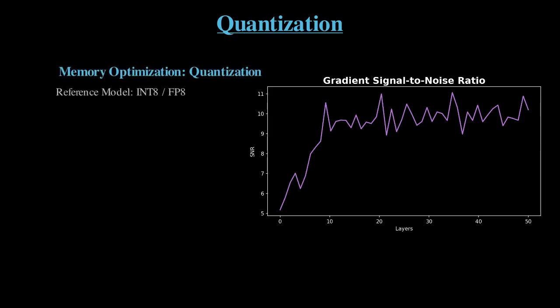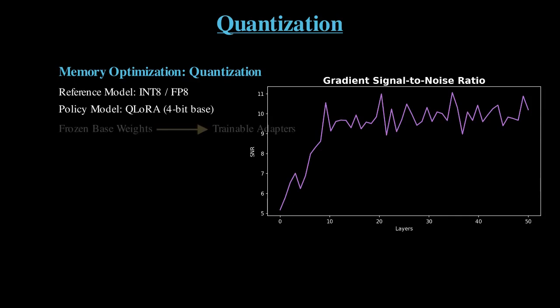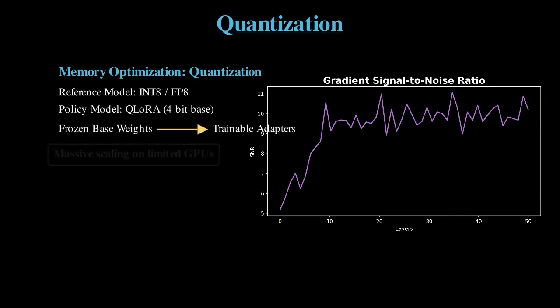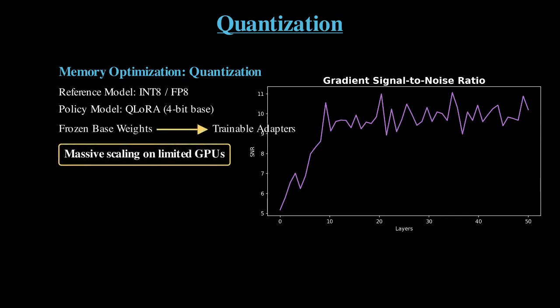DeepSeek pipelines often employ mixed precision and quantization. We can load the frozen reference model in 8-bit integer or FP8 formats without degrading the KL penalty signal. This shaves off another 7 gigabytes of VRAM. For the policy model, methods like QLoRA allow us to keep the base weights frozen in 4-bit, training only a tiny fraction of parameters via low-rank adapters. Combine QLoRA with GRPO, and you can comfortably tune massive models affordably.